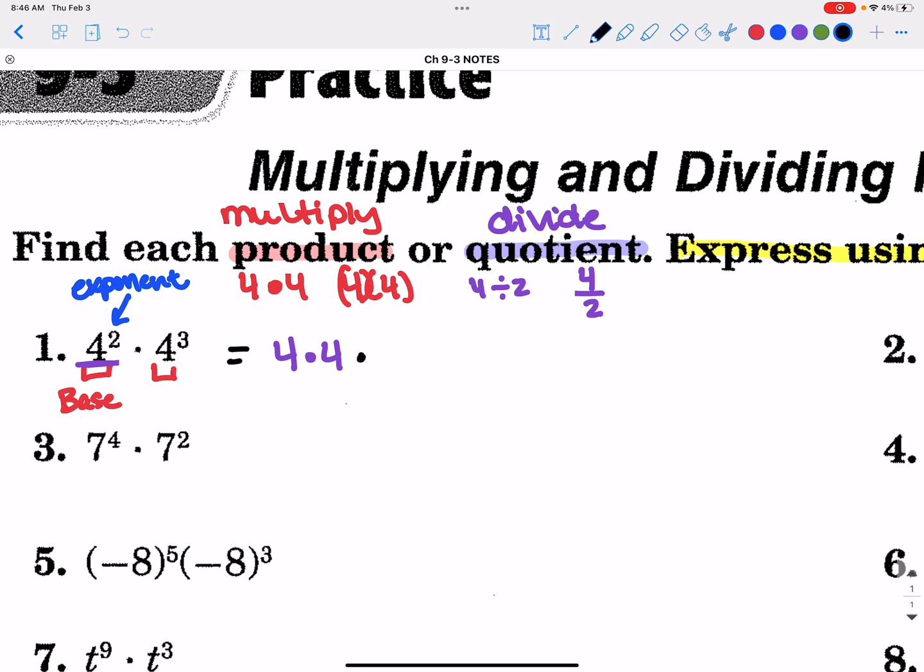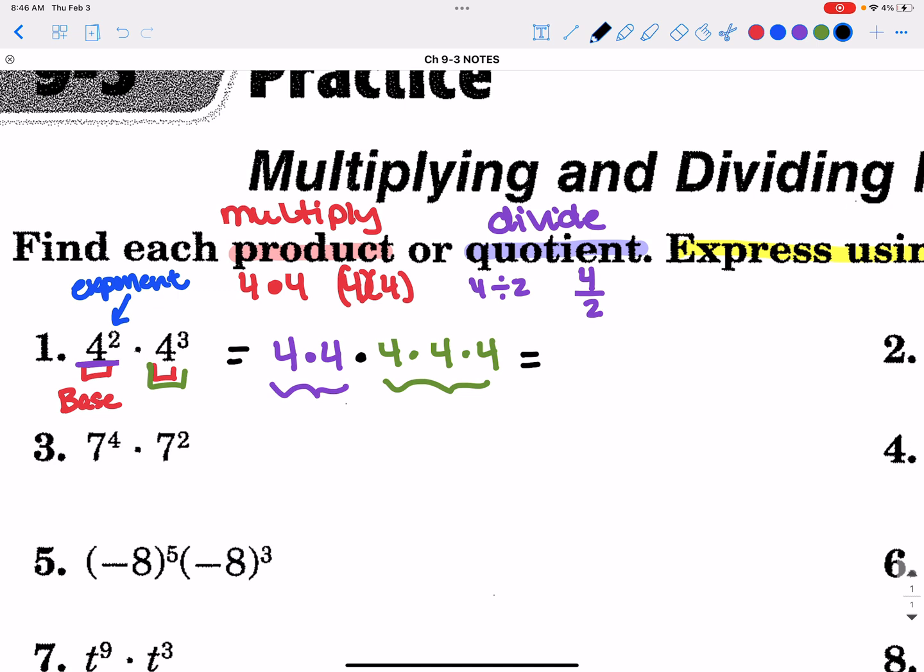Then we're going to deal with the times. So I just put another times. 4 cubed, which just means 4 times 4 times 4. So it's 4 squared times 4 cubed. Okay, and we already know how to write this in exponential form.